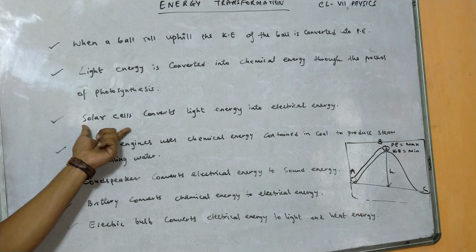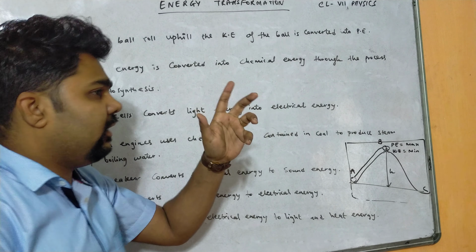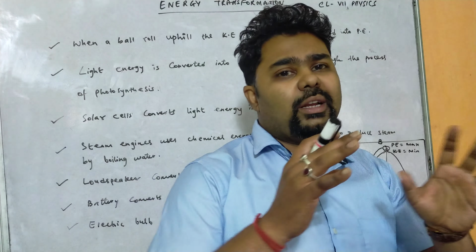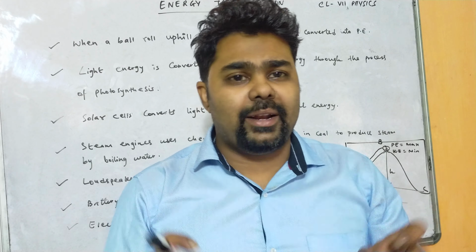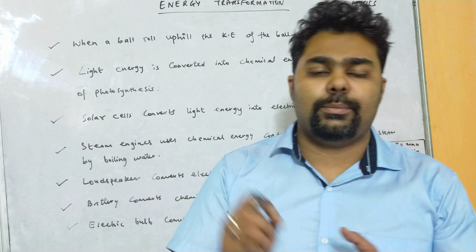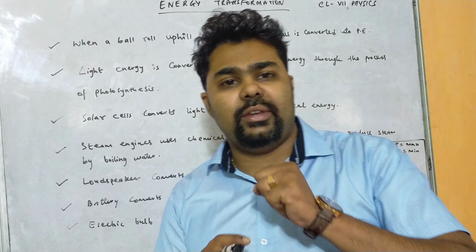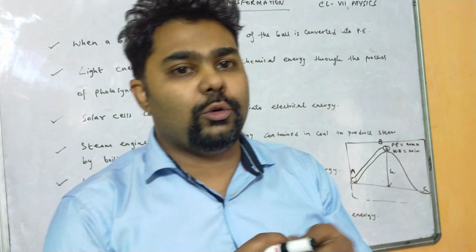Next we see a solar cell converts light energy into electrical energy. You see there are some panels, like street lights, that use these solar cells, solar panels, where different solar cells are placed. They trap sunlight and convert this light energy into electrical energy.